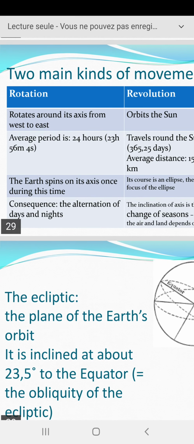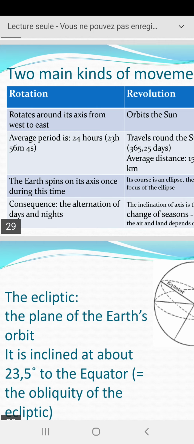When the movement is around the axis we use the word rotate. The average period is 24 hours. It's not exactly 24 hours. It's 23 hours, 56 minutes and 4 seconds approximately. Now look at the word approximately. What does approximately mean? Almost. Roughly. About. Not exactly, right?